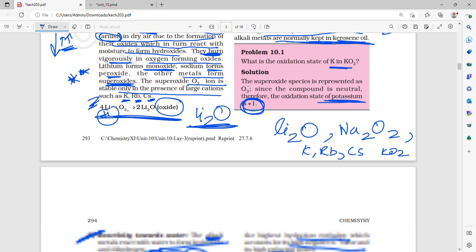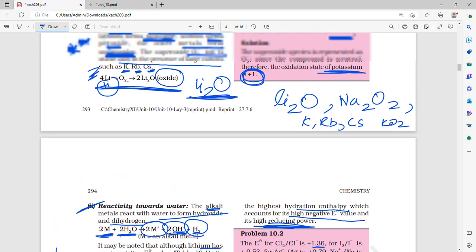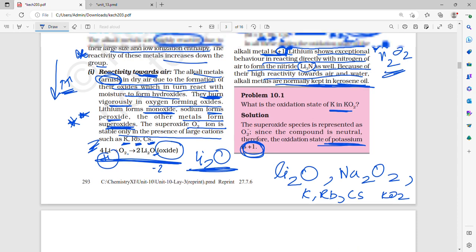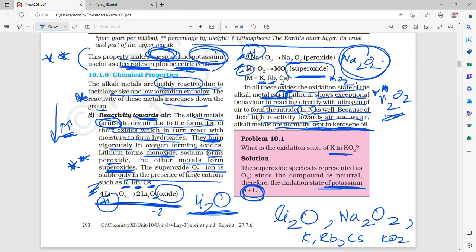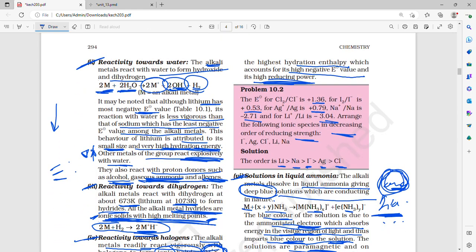What is the oxidation state of K in KO2? It is always going to be +1 because it's a superoxide. In the oxide, the oxidation state of oxygen is going to be -2. In peroxide the oxidation state of oxygen is going to be -1, and in superoxide it is going to be -1/2. And for all the alkali metals it is going to remain +1.